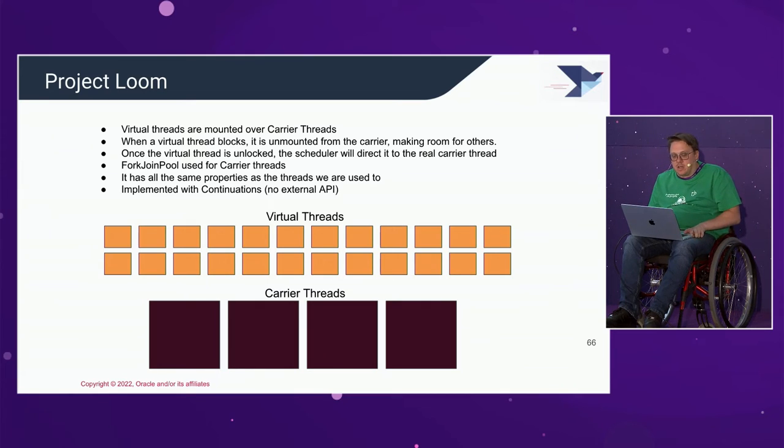For that, the concept of virtual threads was created. The idea is that for us as an API it is the same, but whenever the virtual thread is blocked, it's recognized by the JVM that it's blocked, and it's unmounted from the carrier thread. Carrier threads are the real threads, making room for the others. Whenever it's unblocked, the scheduler will see, okay, how many unblocked threads do we have? And we will schedule it directly.